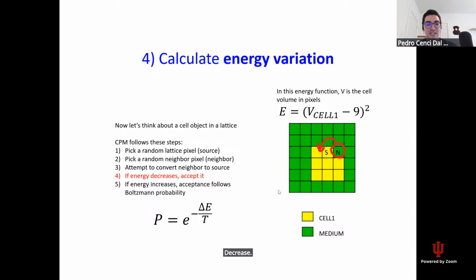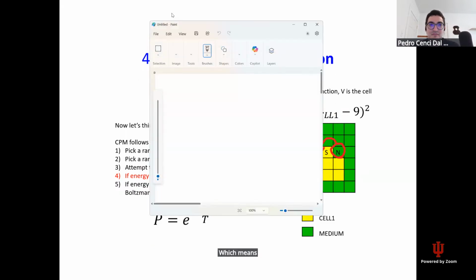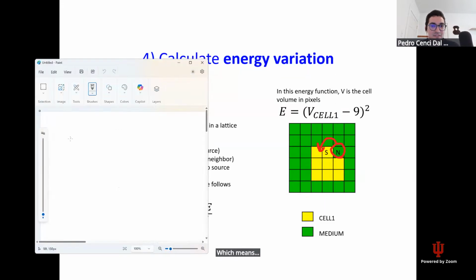Okay, let's do the calculation here. We have 8 pixels in our cell currently, which means our energy is 8 minus 9 squared. Sorry, 8 minus 9 is minus 1, squared is 1.